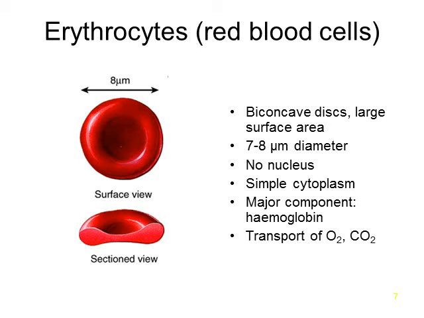It's a simple cytoplasm. Its major component is hemoglobin, and its key function is the transport of oxygen and carbon dioxide. Red blood cells are very short-lived because they do not have a nucleus or other cellular components to allow them to survive for longer.